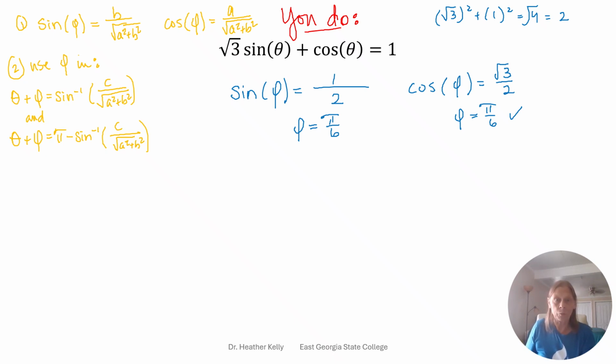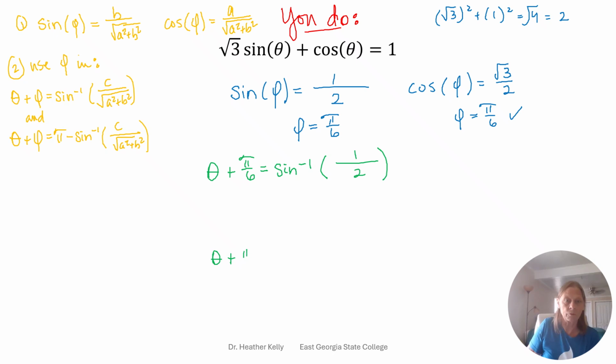And then we're just going to apply this rule here. We're going to say theta plus pi over 6 is equal to the arc sine of 1 over 2. Oh, is this like the exact same problem? No, not quite. And theta plus pi over 6 is equal to pi minus the arc sine of 1/2.